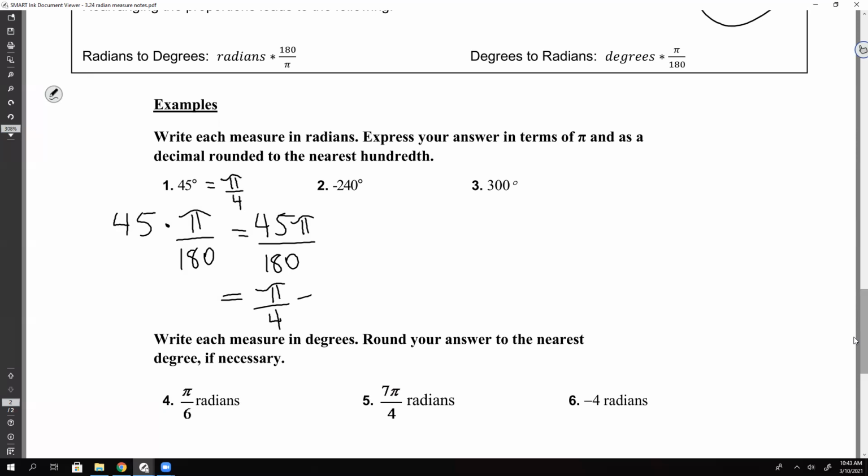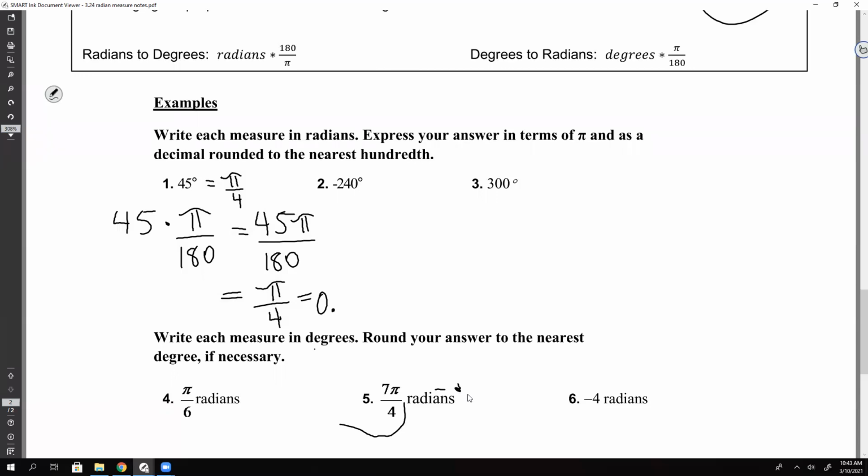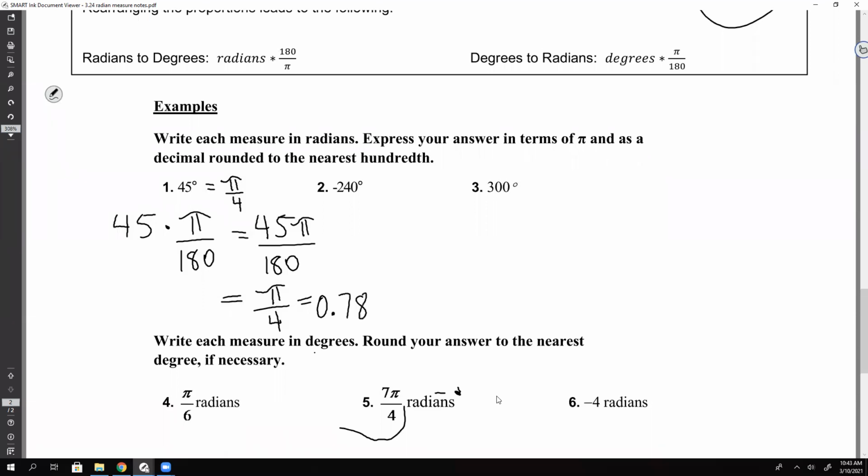And then we're going to get this in terms of a decimal. So you do pi divided by 4. And then you get 0.785. And they want us to the hundredth, so it's going to be 0.79.